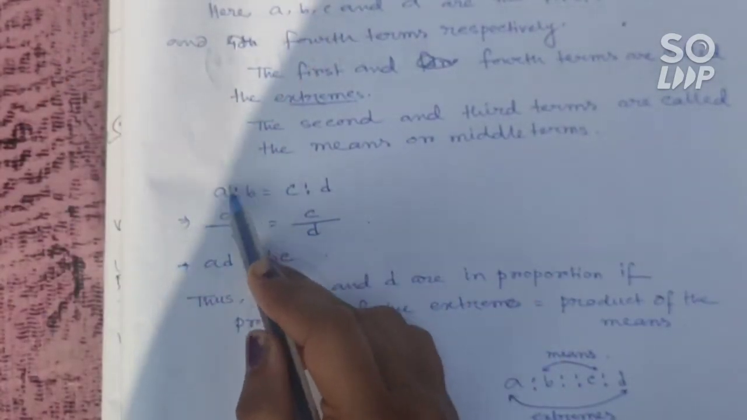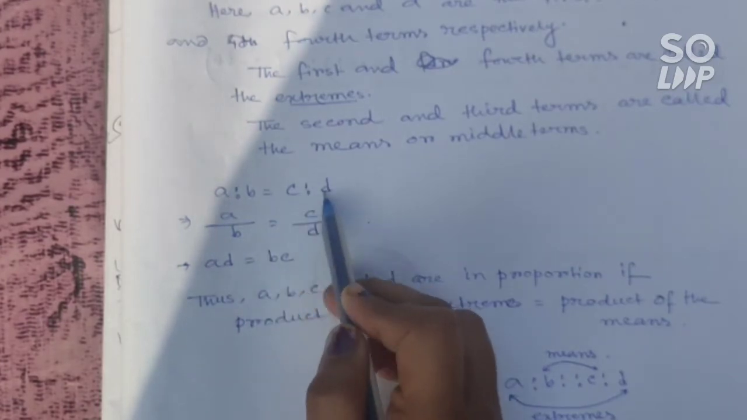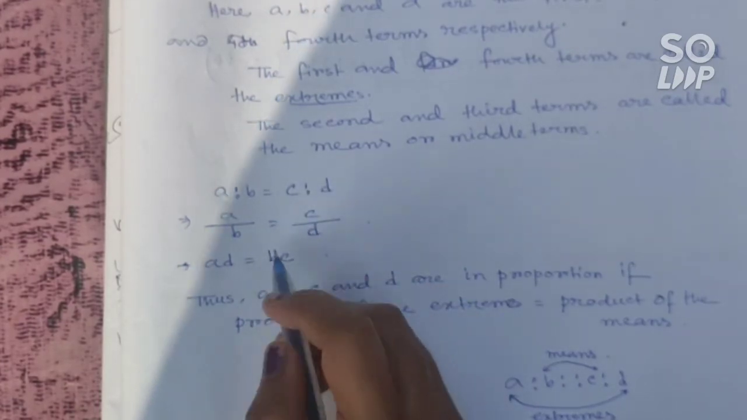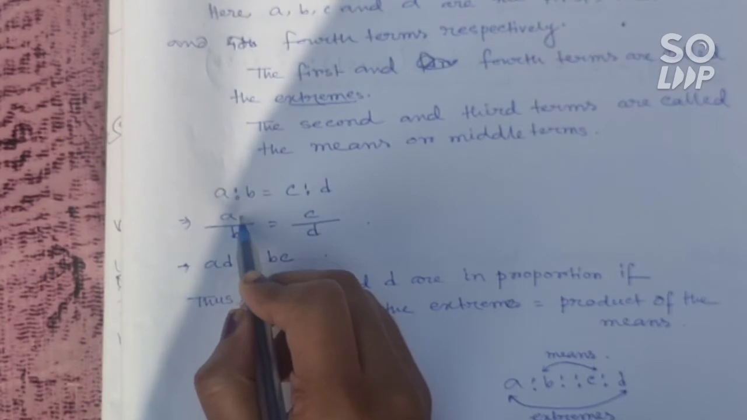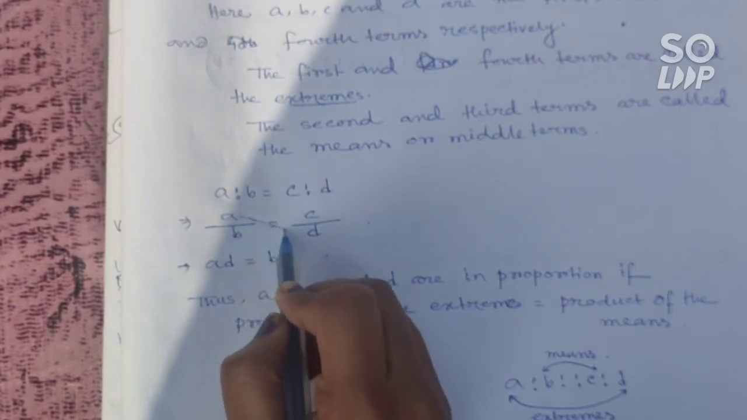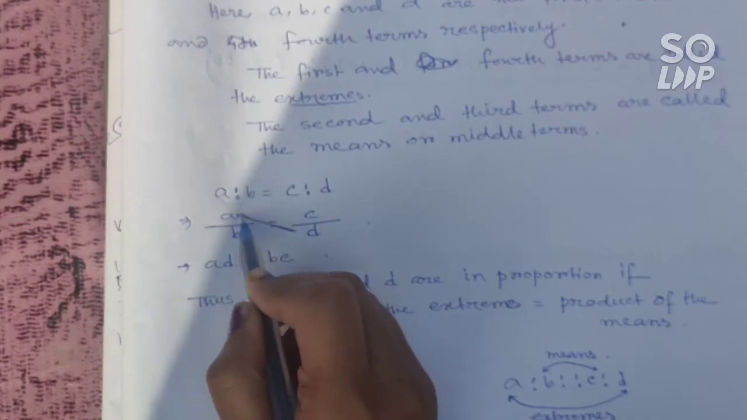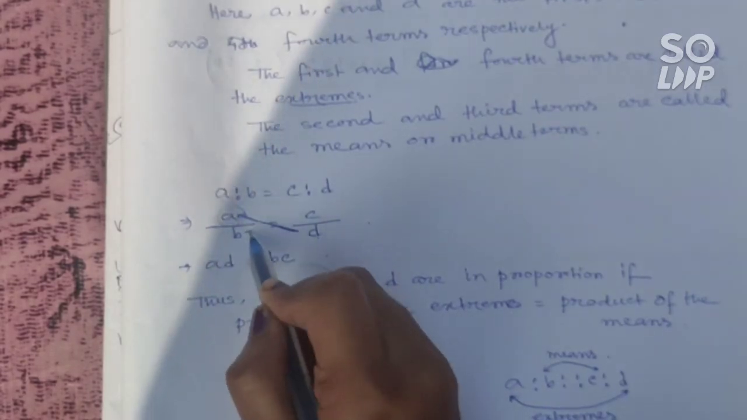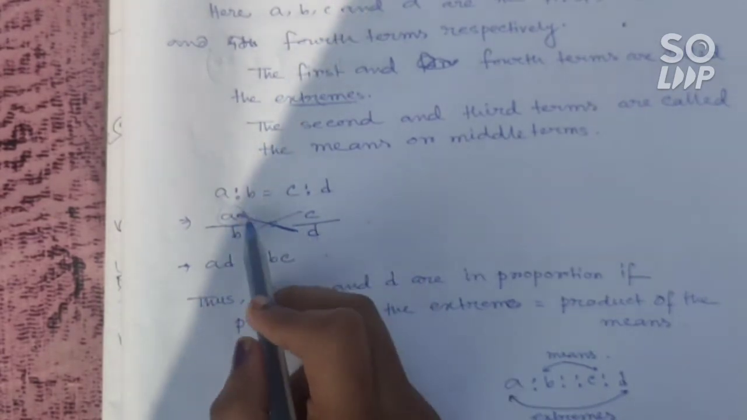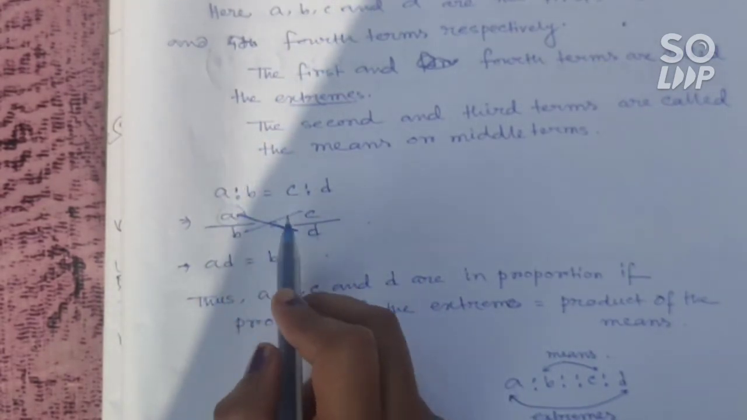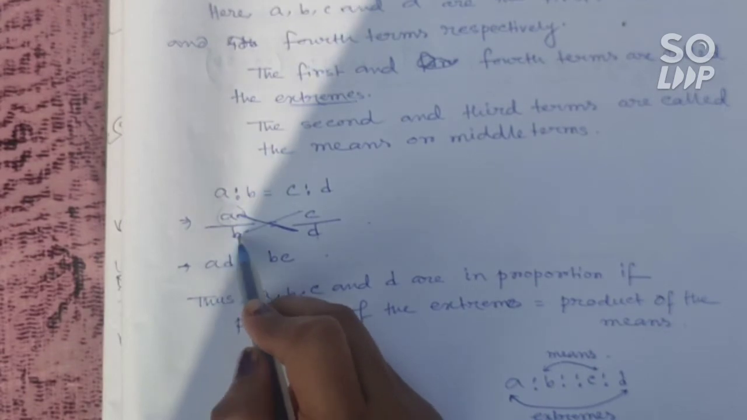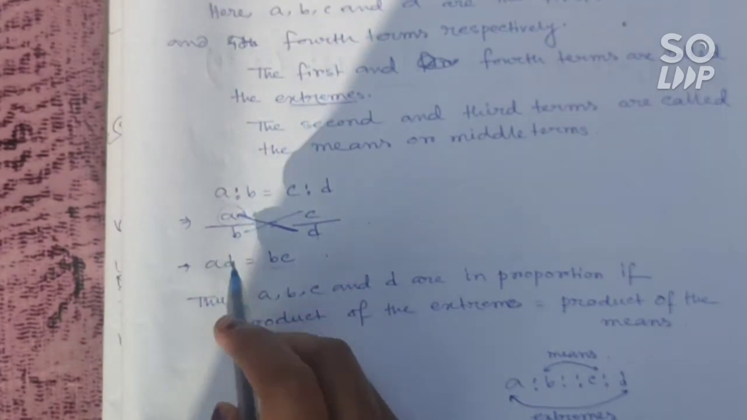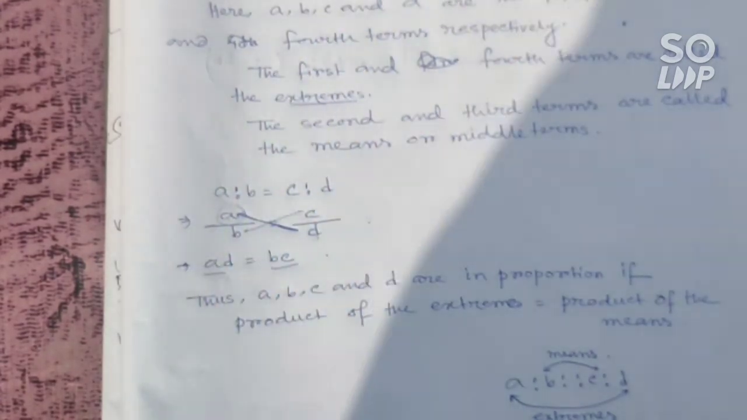A is to B can be written as A by B and C is to D can be written as C by D. So if you do the cross multiplication, that is, multiplying diagonally, A's corner has D and B's corner has C. Okay, so we are doing cross multiplication: A with D, that is AD, and B with C, that is BC.